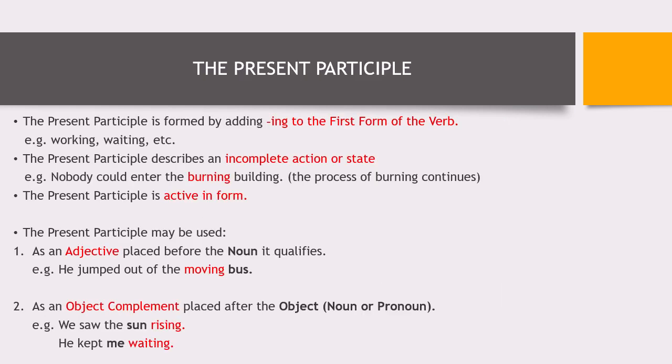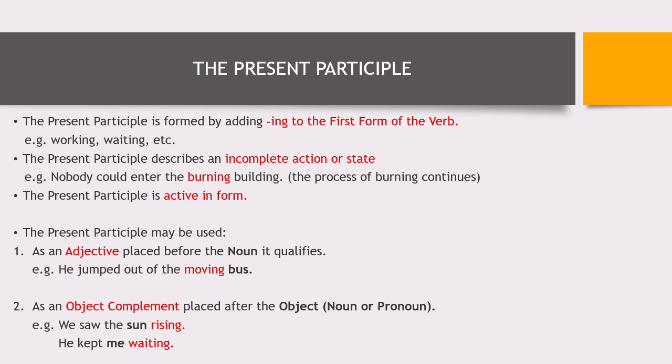The present participle. The present participle is formed by adding ing to the first form of the verb. The present participle describes an incomplete action or state. For example, nobody could enter the burning building. The process of burning continues. The present participle is active in form.